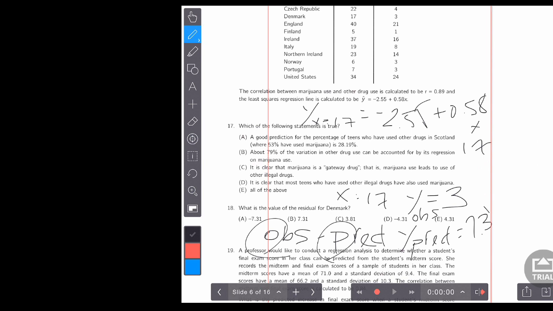So altogether, observed minus predicted is negative 4.31, right? So that's the answer. The answer is D.